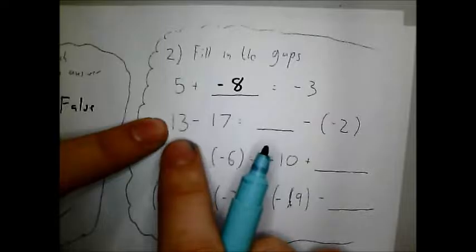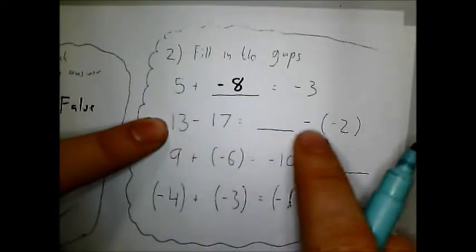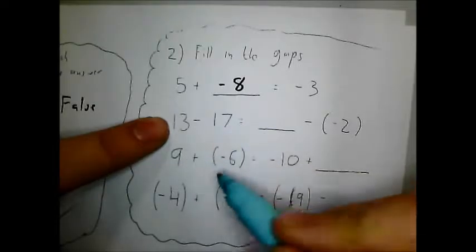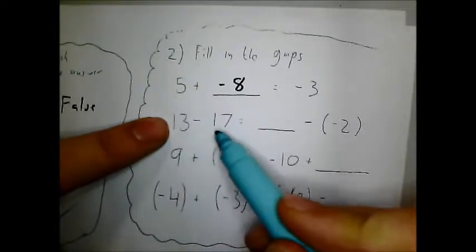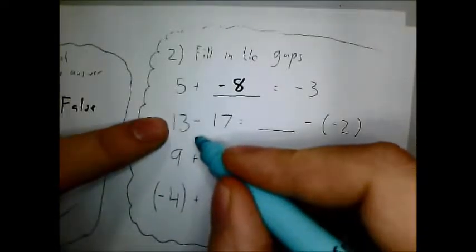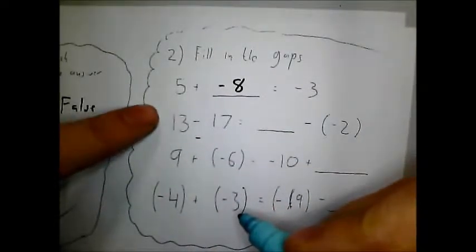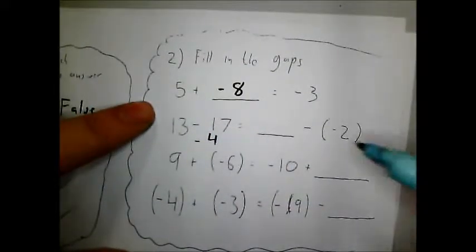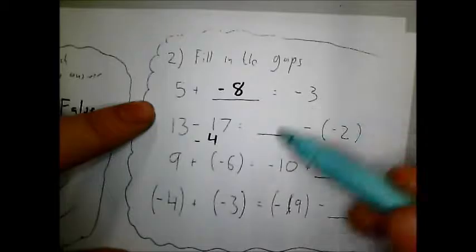Okay, this one here. 13 take away 17 equals something minus negative 2. So let's help myself out here by doing this sum in here. 13 down by 17, that is going to give us negative 4. And then we want this to be negative 4.